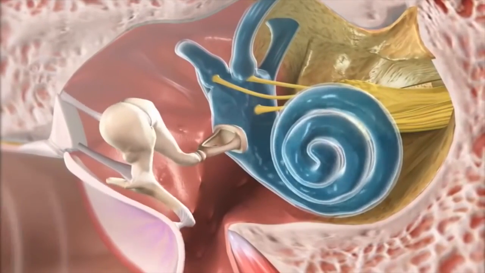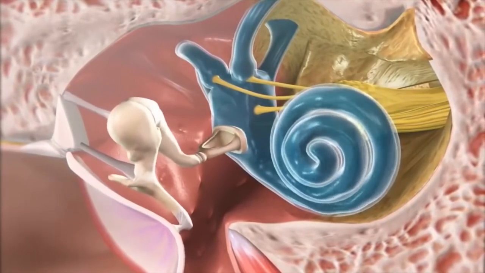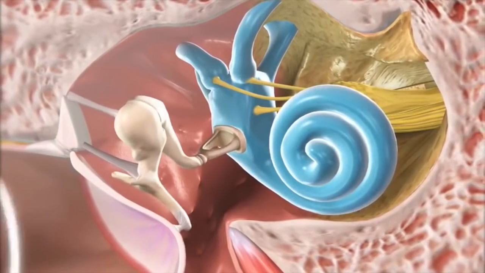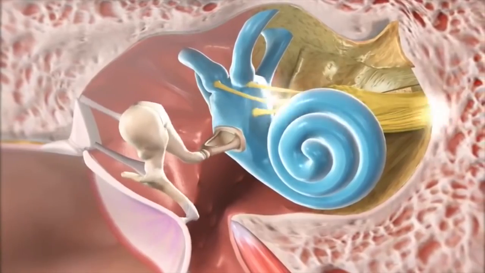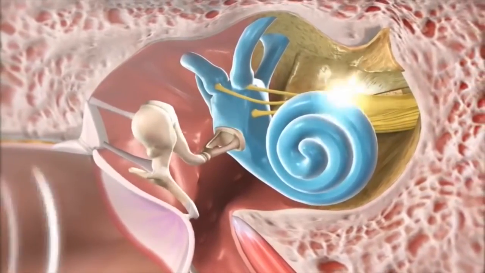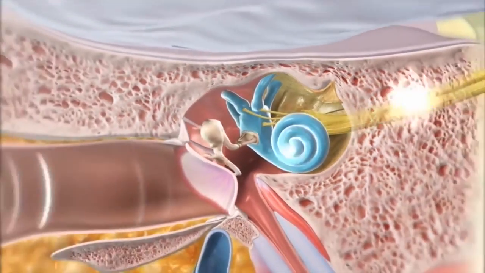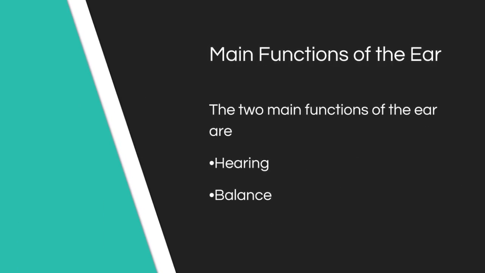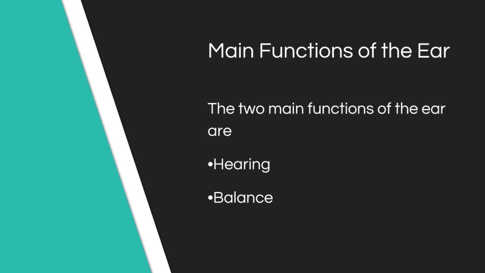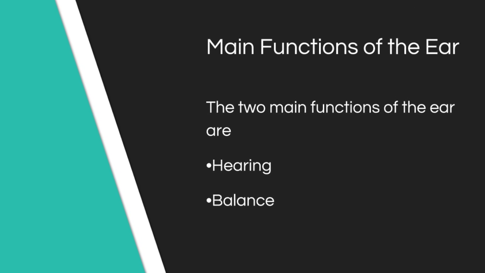Fluid waves move hair cells that line the cochlea. The movement of these cells activates nervous system receptors. Signals are carried through the vestibulocochlear nerve, cranial nerve 8, to the temporal lobe of the brain, where they're interpreted as sound. Main functions of the ear. The two main functions of the ear are hearing and balance.